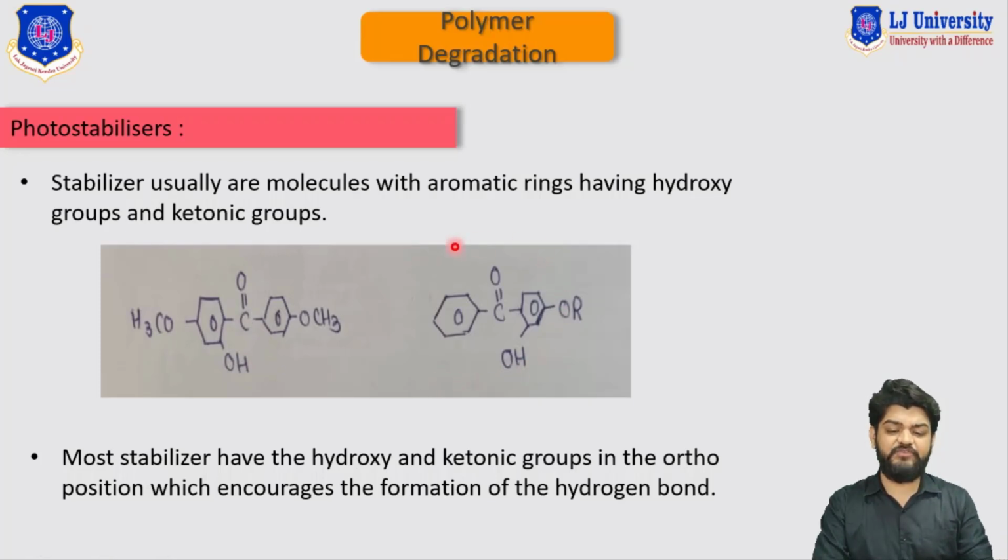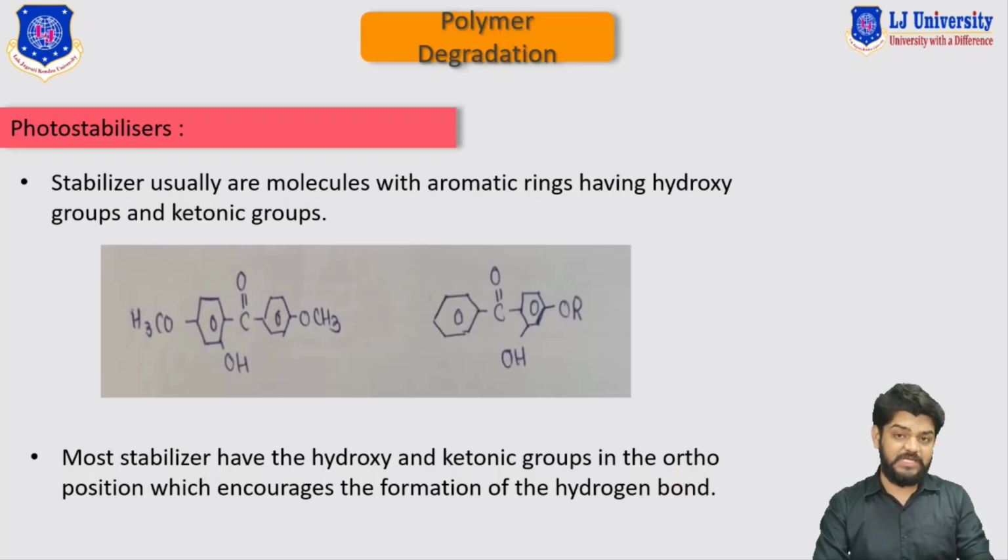And here you can see one more example of the photostabilizer. Here it has OCH3 on both sides of the benzene ring, while in this particular example it has an OR group. You can see we have one hydroxyl group here and a ketone group as well. Combinedly both are known as the photostabilizer, and it is used to protect our polymer from the photodegradation of the polymers. Now here you can see that most of the stabilizers have hydroxyl and ketone groups in their ortho position.